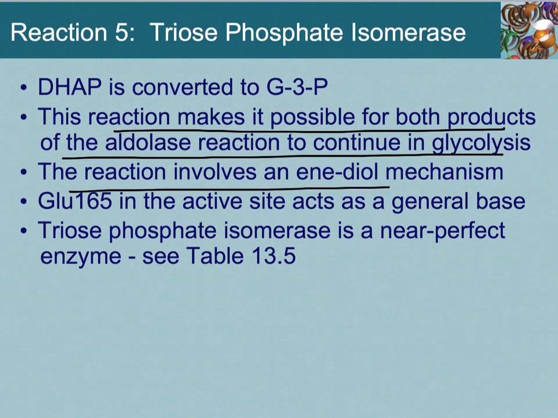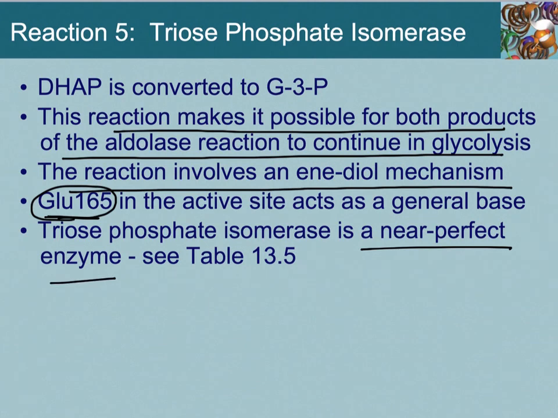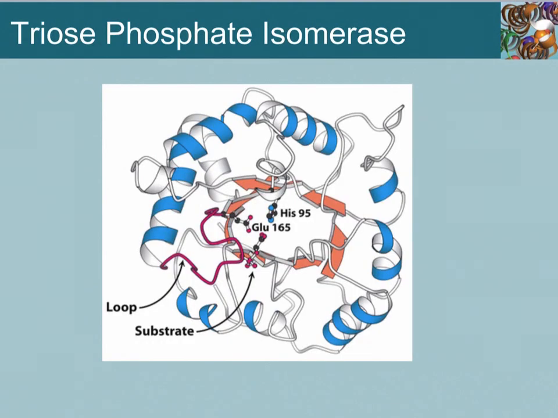The reaction involves an enediol mechanism. Okay, we're going to have a glutamic acid in the active site that's going to act as a general base, and we're going to see that triose phosphate isomerase is a near perfect enzyme, which I'll explain in a little bit. So in the active site of this triose phosphate isomerase, we're going to have a glutamic acid and a histidine. Now the glutamic acid is going to abstract a proton from carbon 1, and then it's going to donate it to carbon 2. Right?